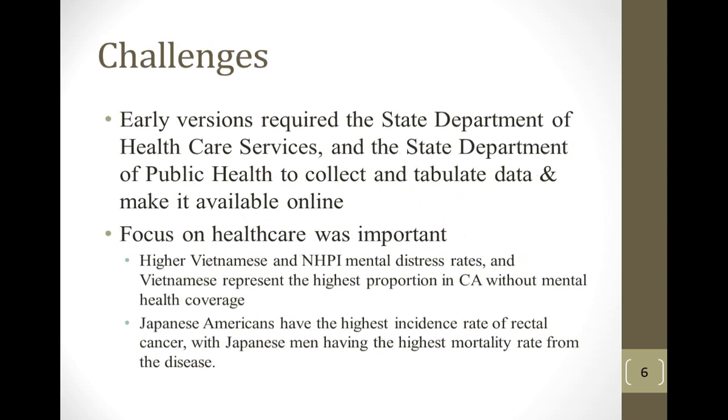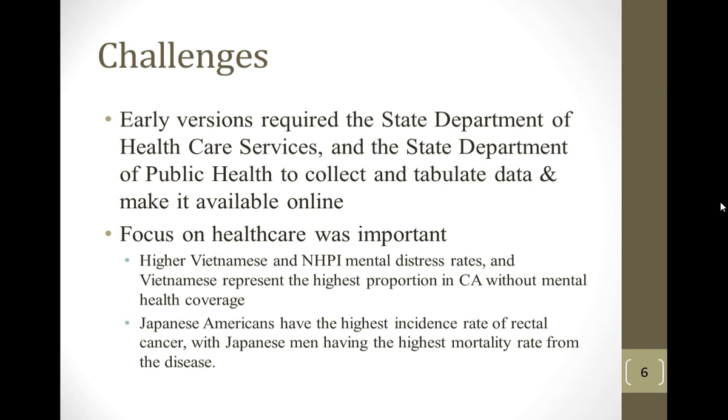Next slide, please. Now, earlier versions of the bill focused on requiring that the State Department of Health Care Services and the State Department of Public Health, among others, be required to collect and tabulate data for the additional major groups, or a total of 21 groups, and make that information publicly available online. Focusing on health care was extremely important because as we've heard from the previous presentation, that health data is really a matter of life and death for our communities.